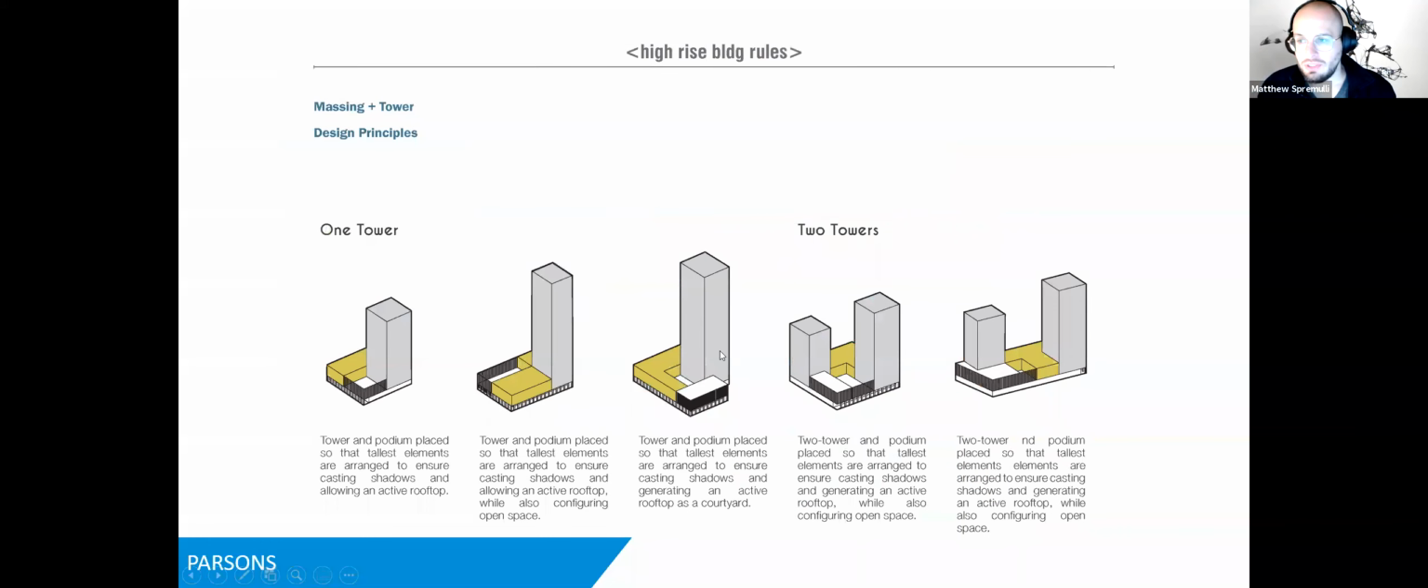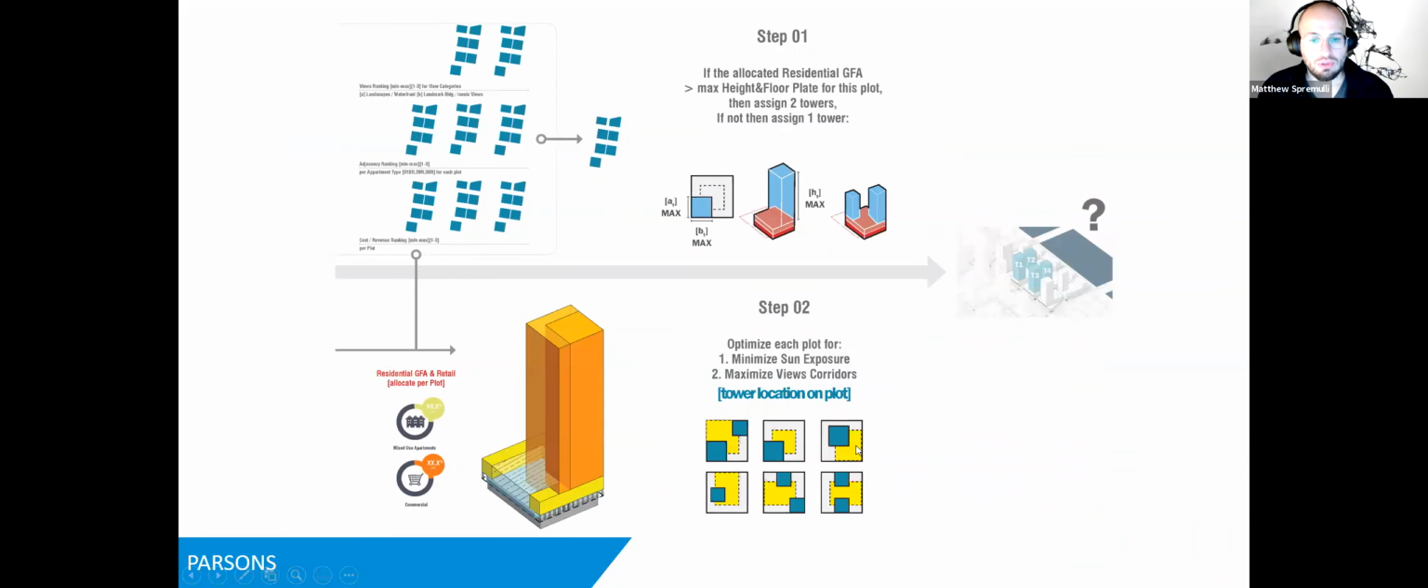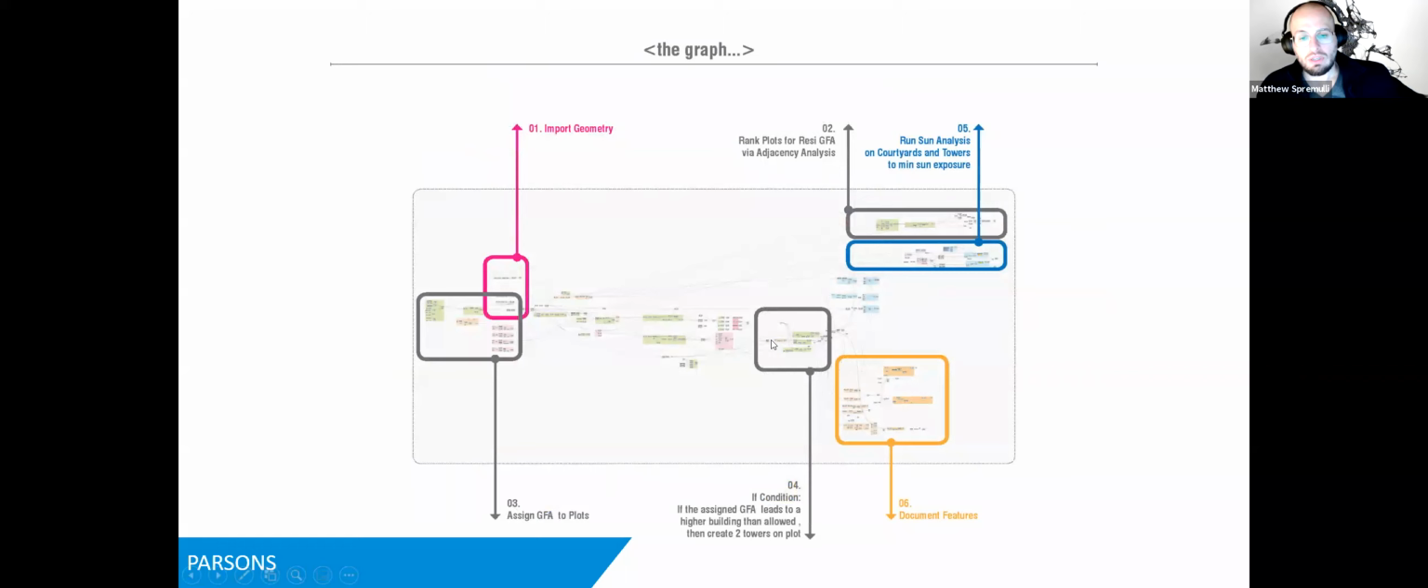So there's many options that they could pick. 1 tower, 2 towers, mixed podium. What's the best solution? And they decided to look at all of these different options in Dynamo and then be able to essentially test them according to goals related to sun analysis, courtyard size, sun exposure, views, and how much gross floor area or GFA they should include.